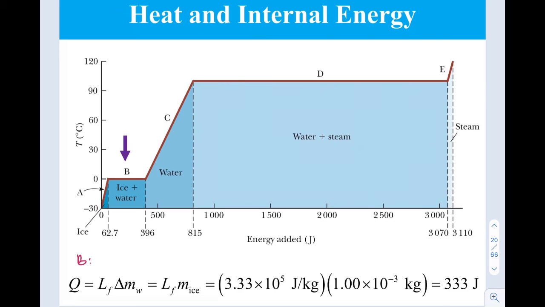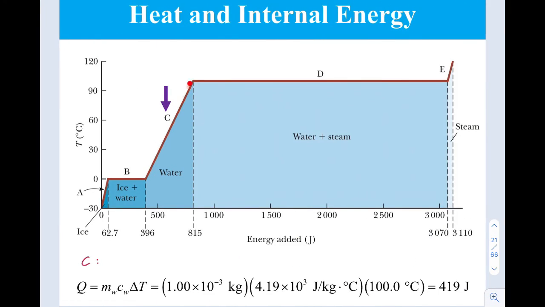Okay, and then for process C, we do have an increment of temperature from 0 up to 100 degrees Celsius. So for process C, the formula is mc delta T. This is the amount of energy added to the system. So the Q is positive, because it's added to the system. If it is taken out, then it will be negative.